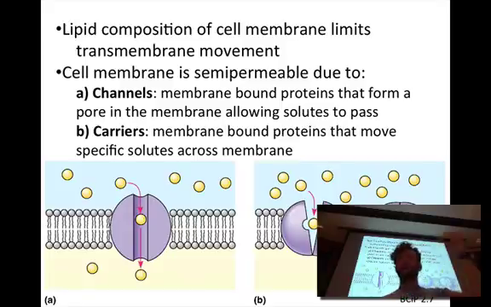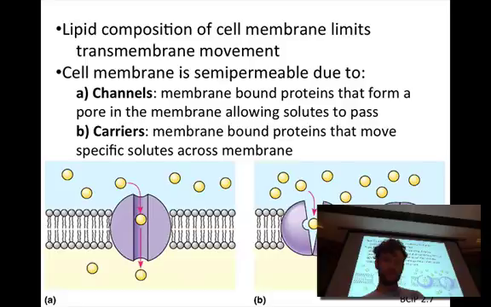So to enable this, we have these proteins that get embedded in the membrane. And it renders the cell membrane semipermeable. Not completely permeable, but semipermeable due to the action of these two different types of doorways, we'll call them. Channels and carriers.